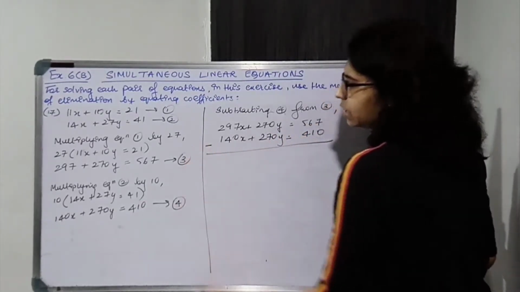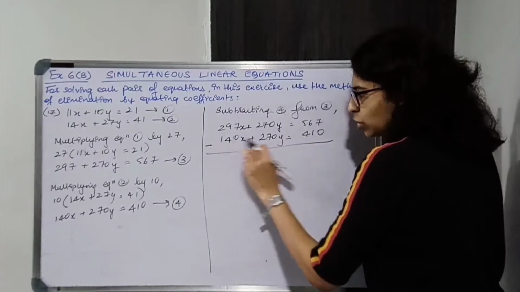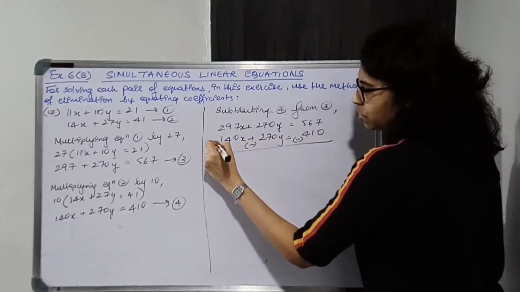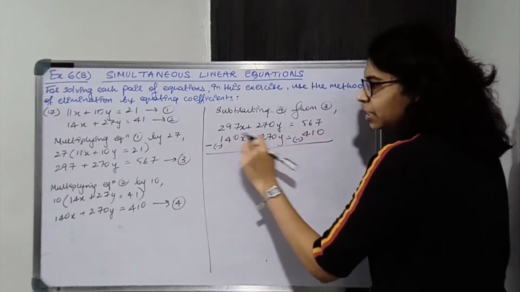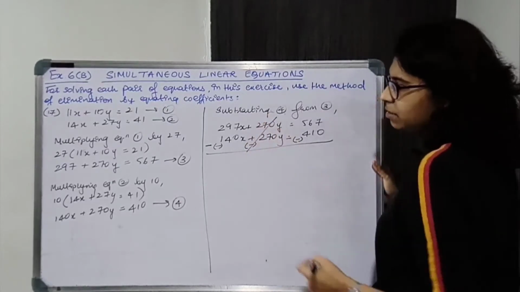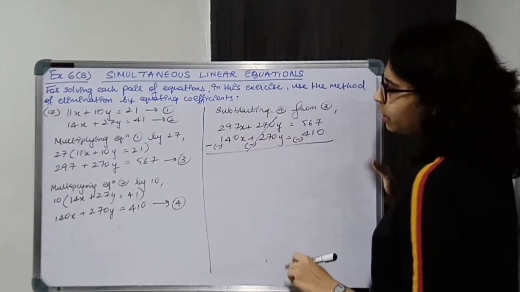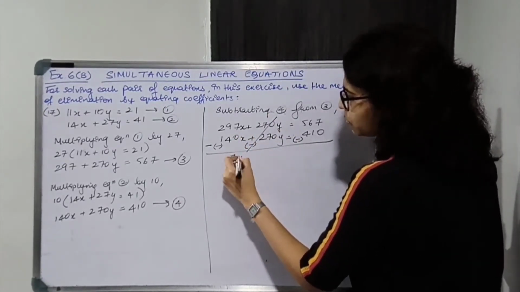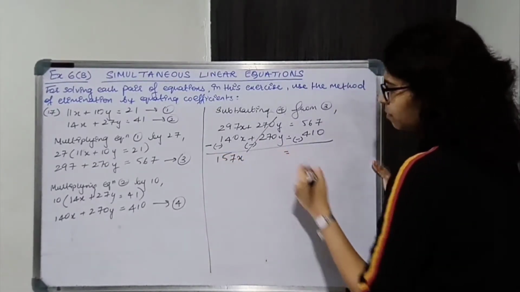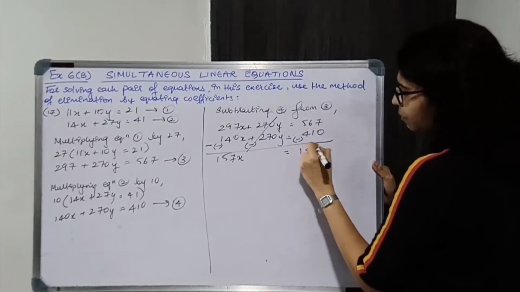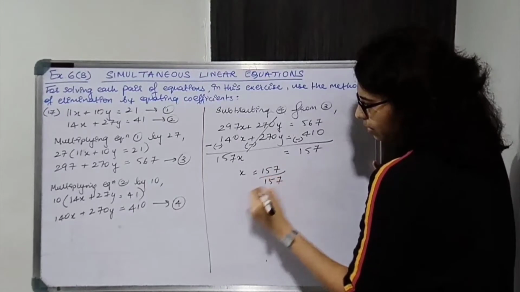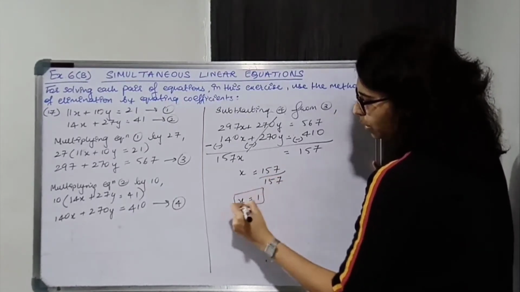We are subtracting this. So the signs will change in second equation. Positive, negative हो जाएगा, positive, negative, positive becomes negative. Had there been any negative, it would become positive. Okay. Now this will get cancelled. 297 minus 140. So this will give 157x. Over here again we are getting 157. So x is equal to 157 by 157, that is x is equal to 1.